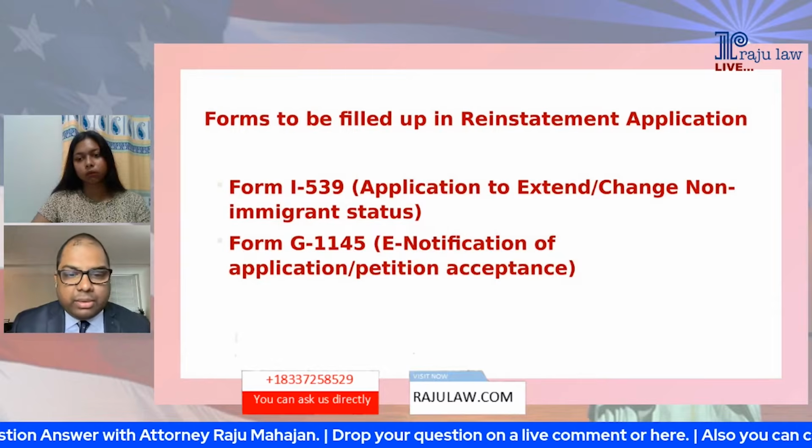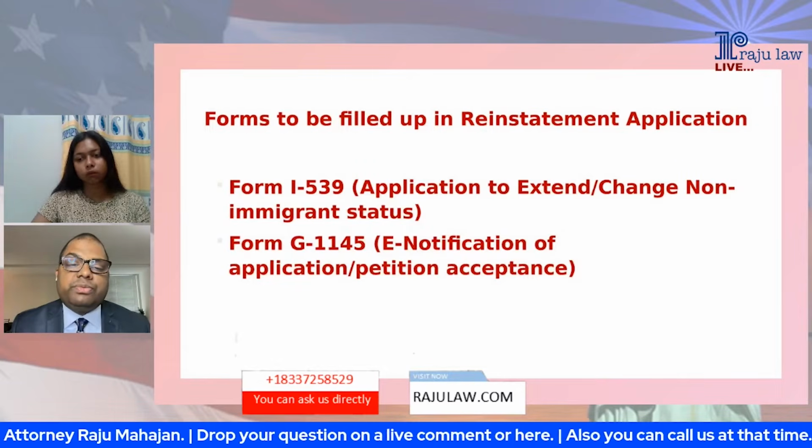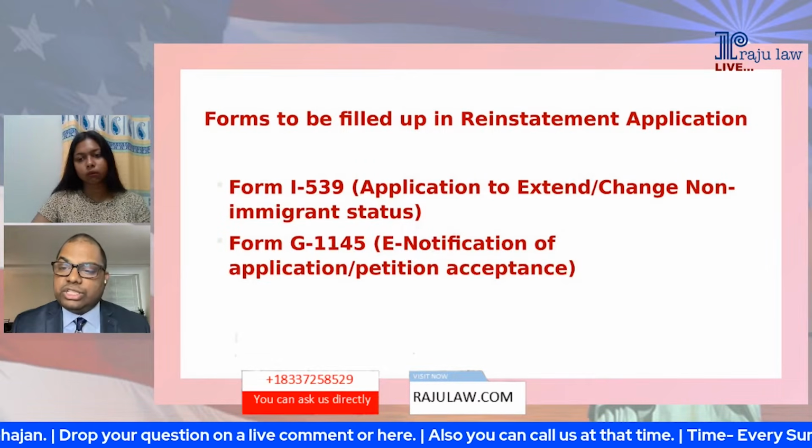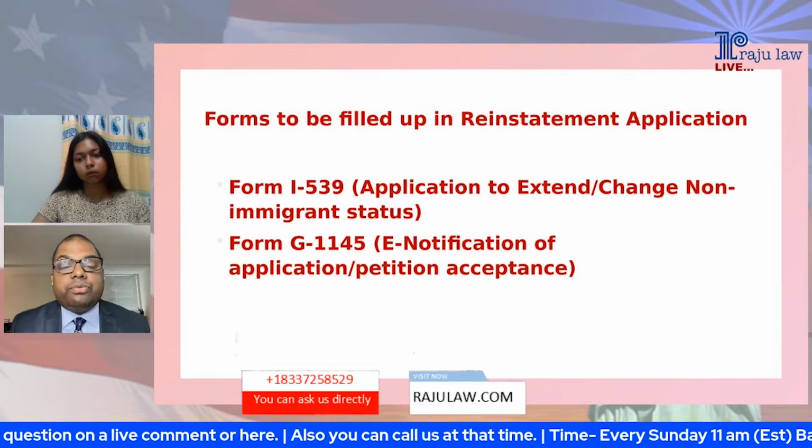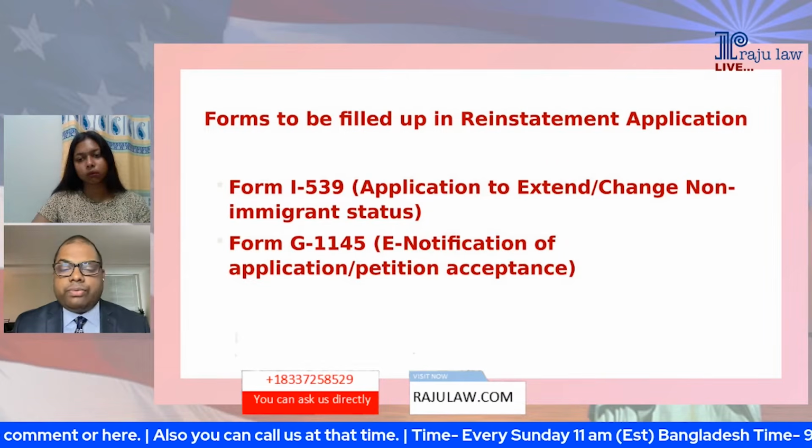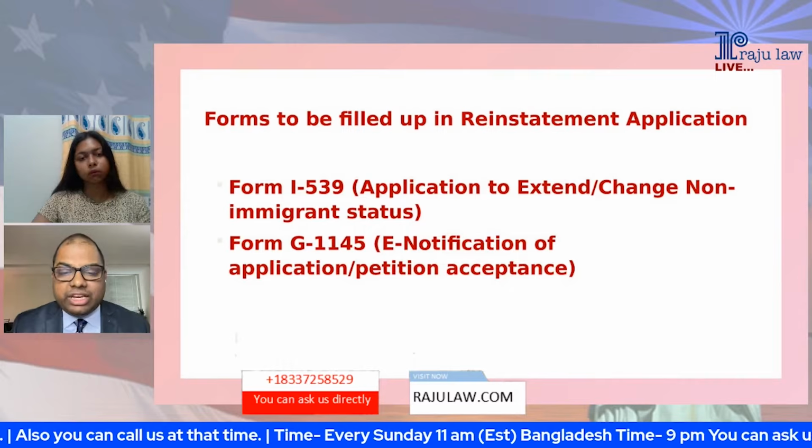When you apply, you have to submit two forms. Number one is Form I-539, Application to Extend/Change Nonimmigrant Status. Form G-1145. G-1145 is not a mandatory form, but it is highly recommended.